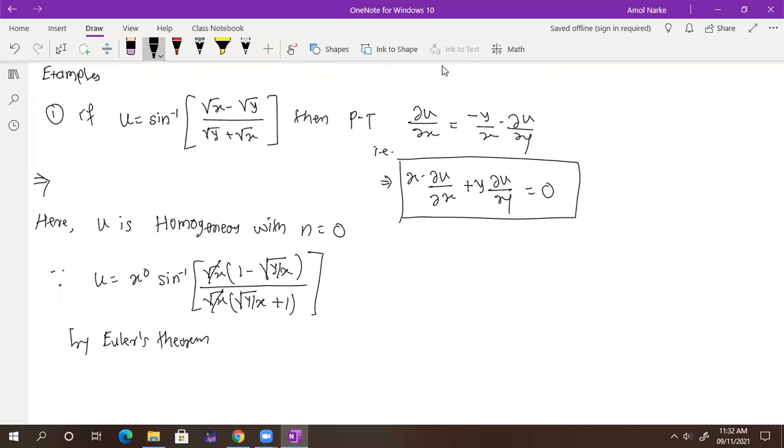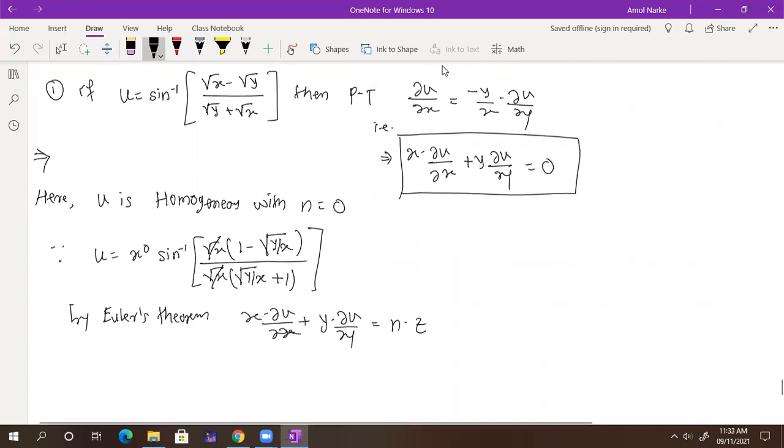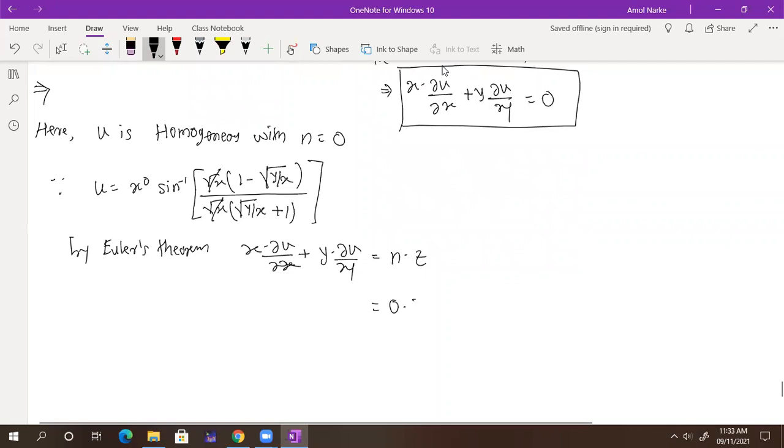So by Euler's theorem, x into del u by del x plus y into del u by del y is equal to n into u. What is the value of n? 0 into u, I am getting 0. That is what I proved. Got it?